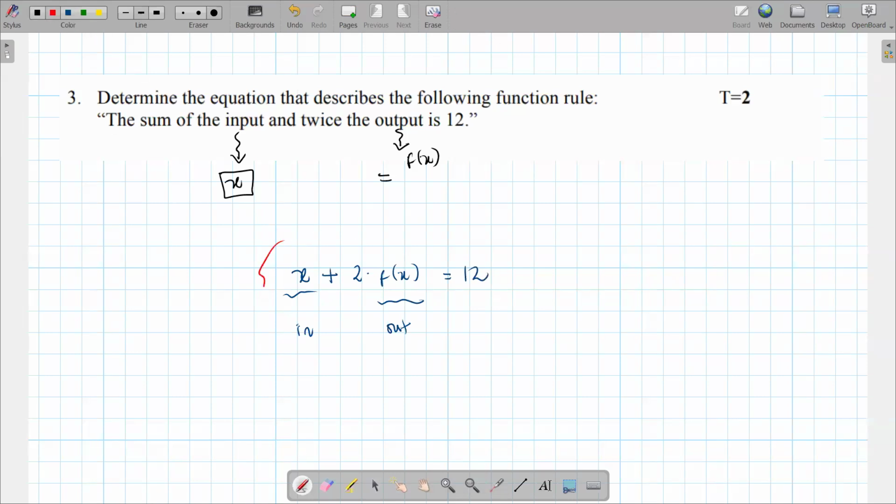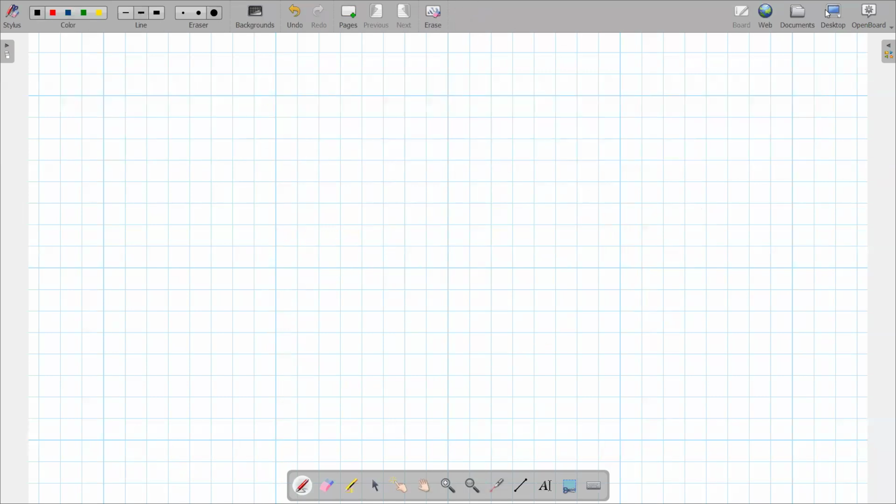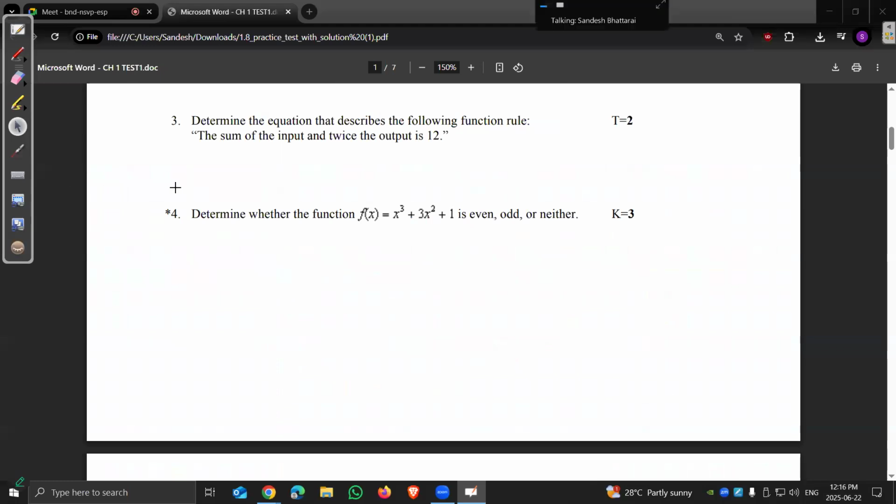I feel like this question has many answers. That should be one of them. We could also probably write x plus 2y equals 12, where y is the output. But it says function rule, so that's why I wrote it in function notation with f of x and not with a y. Cool? This is more of a whatever question. It's not super important. Let's look at the next one.